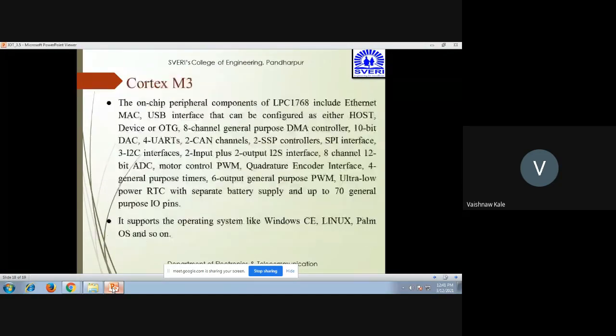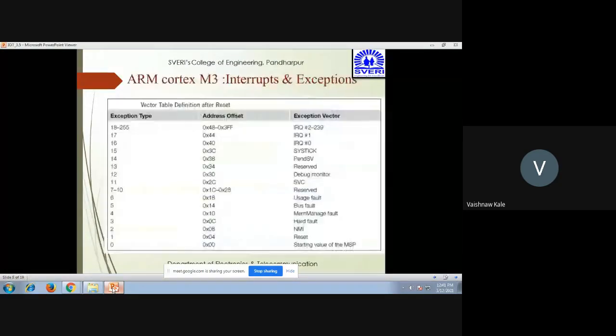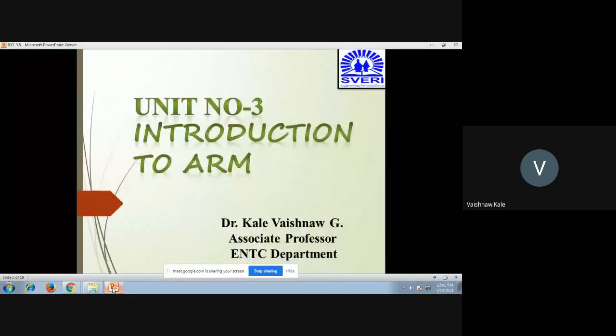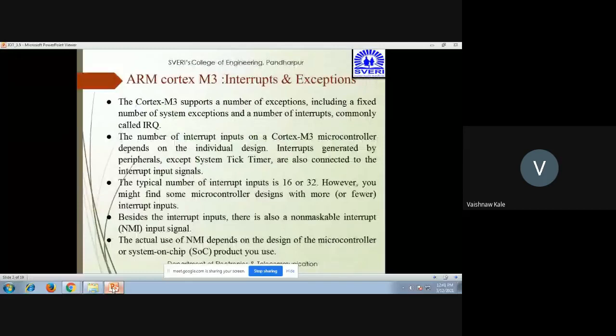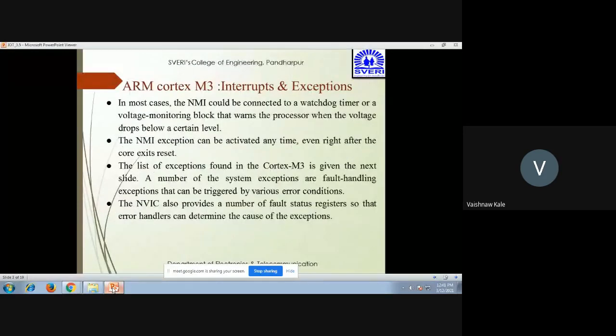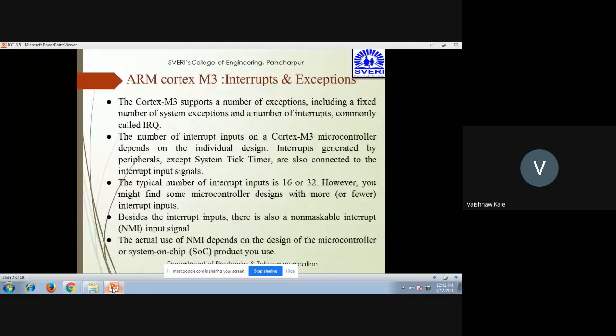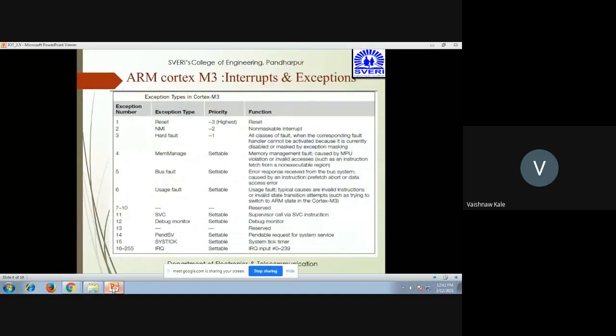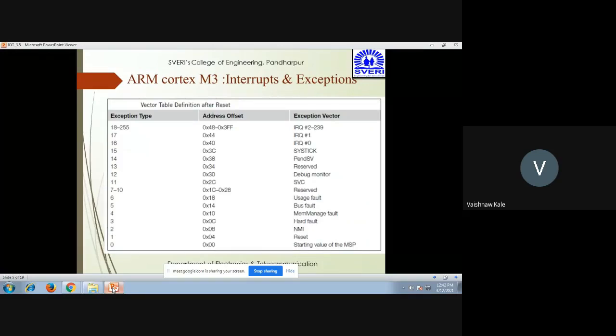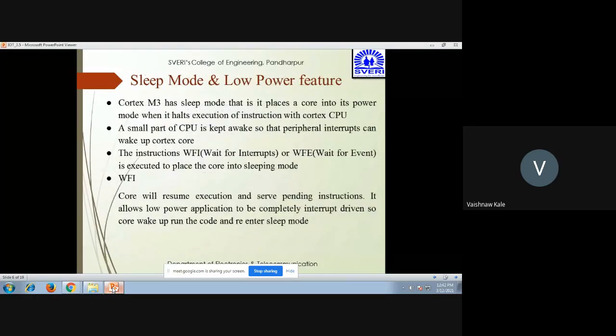Once again, we'll see what we have seen. We have seen the interrupts and exceptions. Then we have seen these exception numbers. So these are the exception types. Then vector table definitions. Then we have seen the sleep mode low power feature. So we have seen that there are two instructions through which the sleep mode can be activated, WFI and WFE, that is wait for interrupt and wait for event.